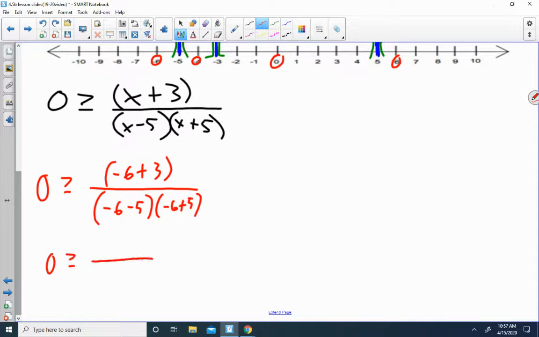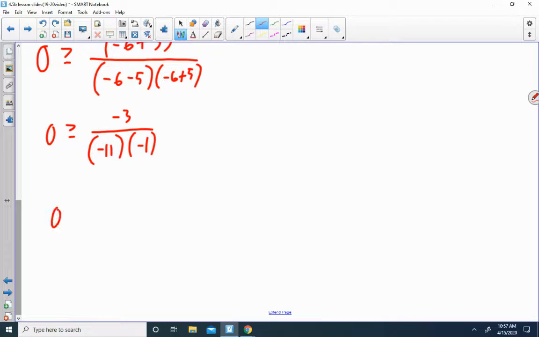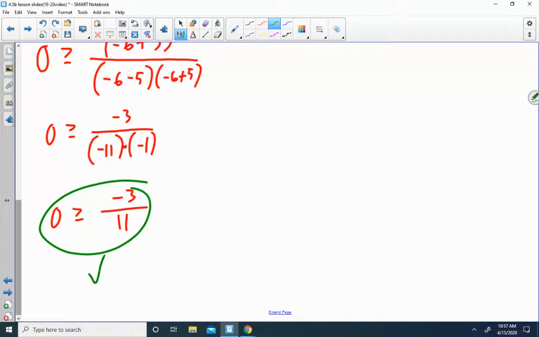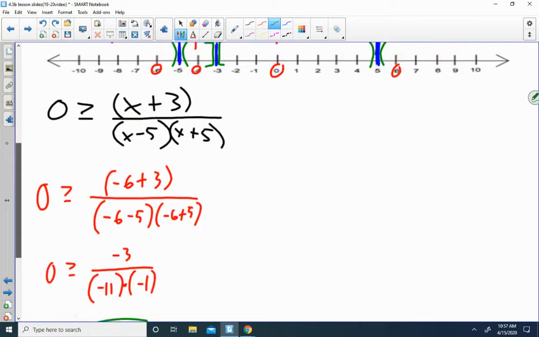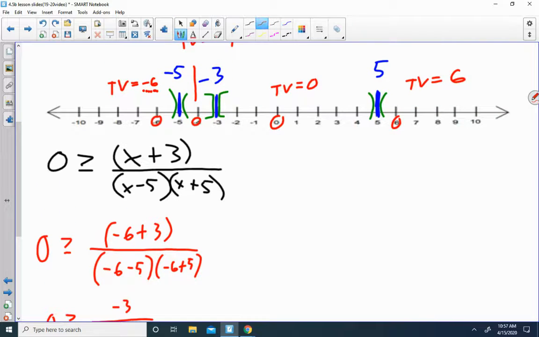So on top, -6 plus 3 will be -3. On bottom, you'll have -11 times -1. And simplify from there, you'll have -3 on top, and on bottom, -11 times -1 will be 11. So double check, is 0 bigger than a negative fraction? Yes, it is. 0 is always bigger than any negative. So that means our first interval is true. So let's shade it in as a true answer.